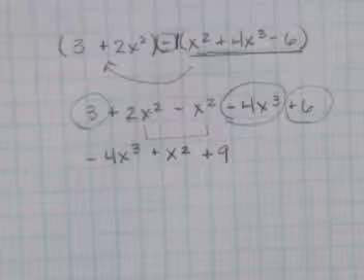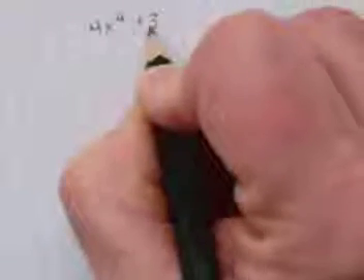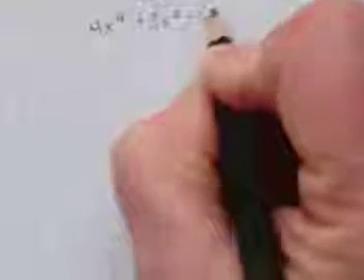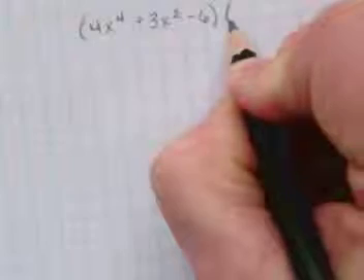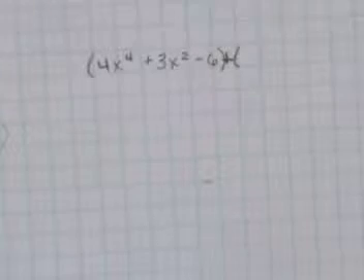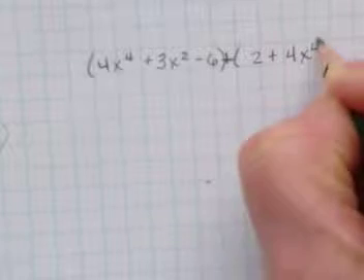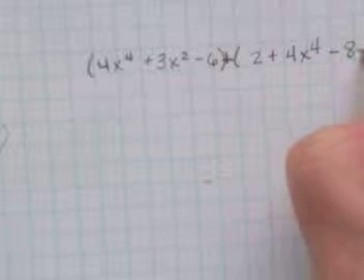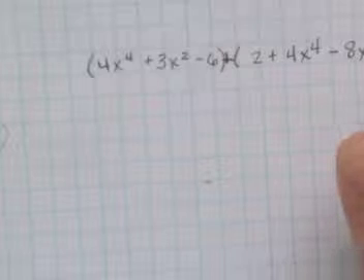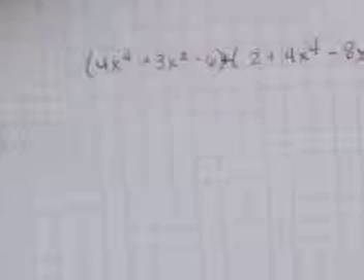Let's take a look at what it would look like if we were adding two polynomials. The problem I want to work on here looks like this. I have 4x to the fourth plus 3x squared minus 6. And I'm adding to it, there's a plus sign in between the parentheses, I'm adding to it 2 plus 4x to the fourth minus 8x to the third plus 2x squared. And let me move the camera so we can see this whole long problem.